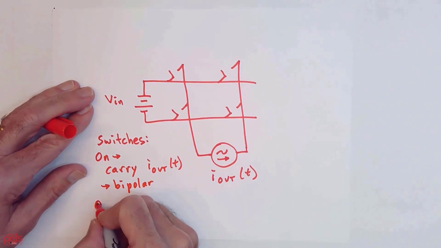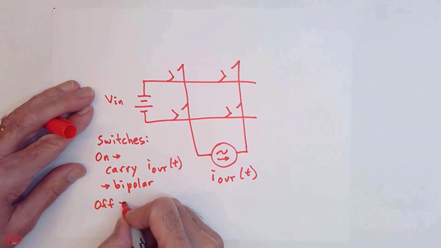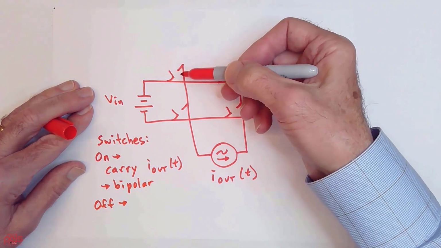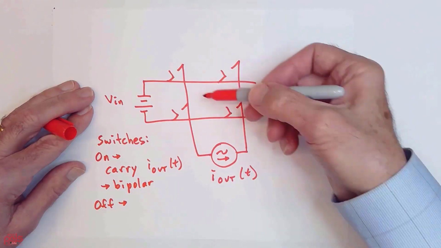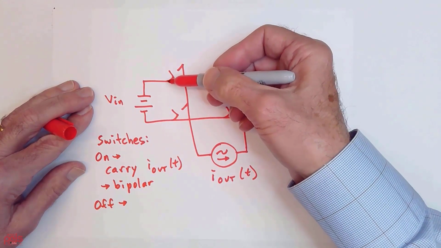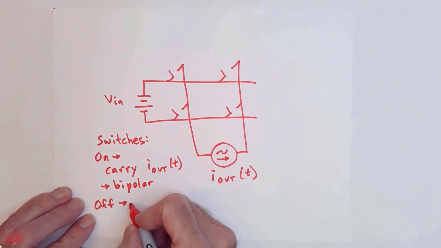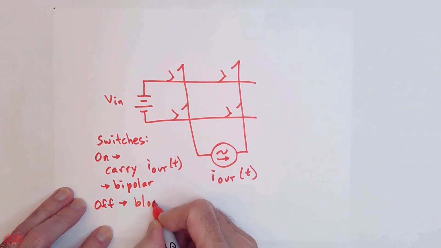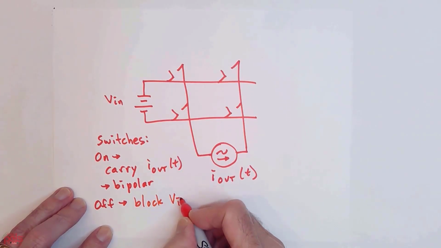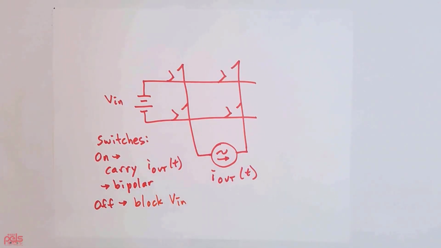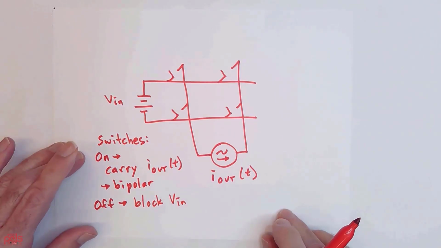When they're off, well, let's see. If one of them is off and I have to have a current path, another one's going to be on here, and I will see a voltage V_in across the switch. So when they're off, they have to be able to block V_in. So any of those switches has to be able to turn off a DC and hold off a DC voltage, and it's going to have to be able to carry an AC current.